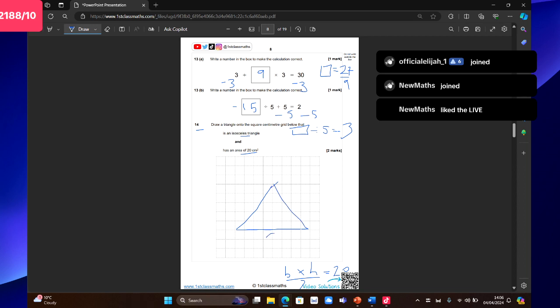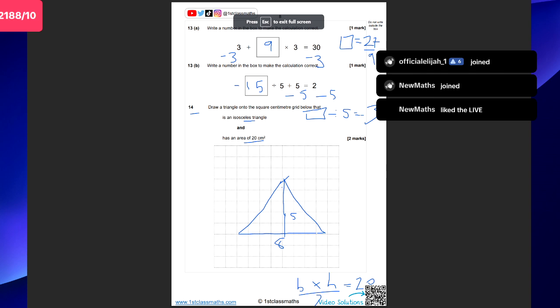Okay, so it's 8 by 5, and that has an area of 20 centimeters squared. Hope that makes sense. Again, I'll give you a few seconds to screenshot that.